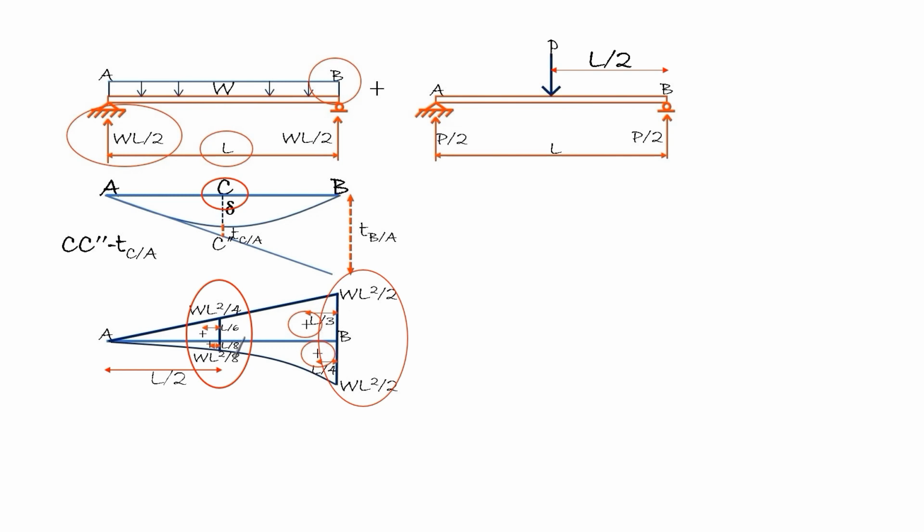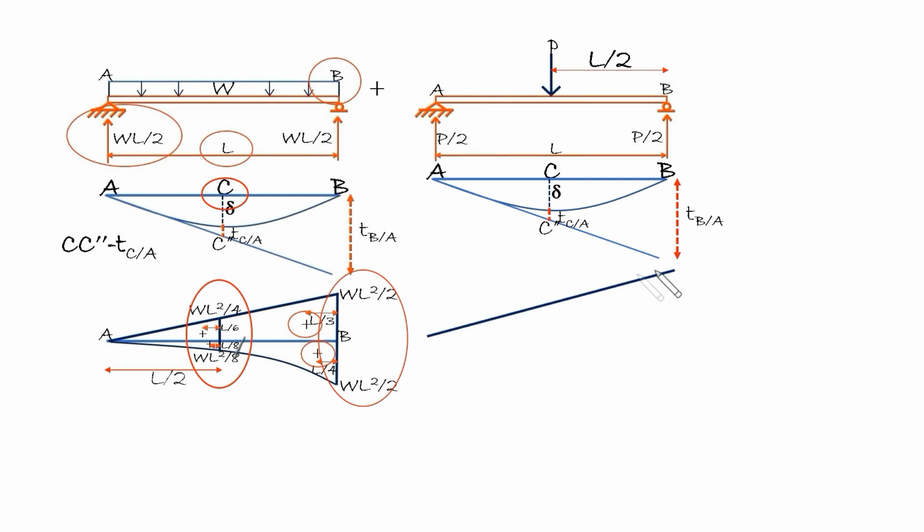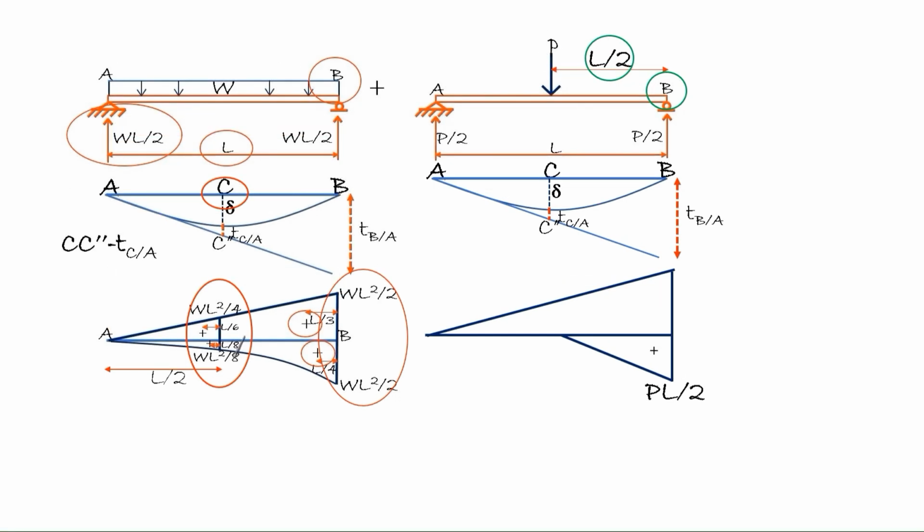Now let us copy this elastic curve and paste it here below this diagram. And then we draw the area moment diagram for this concentrated load. This PL over 2 is obtained again by taking moment at this point B, considering this concentrated load P, multiplied by this moment arm L over 2. Again, this value is obtained by considering this reaction P over 2, multiplied by this lever arm L.